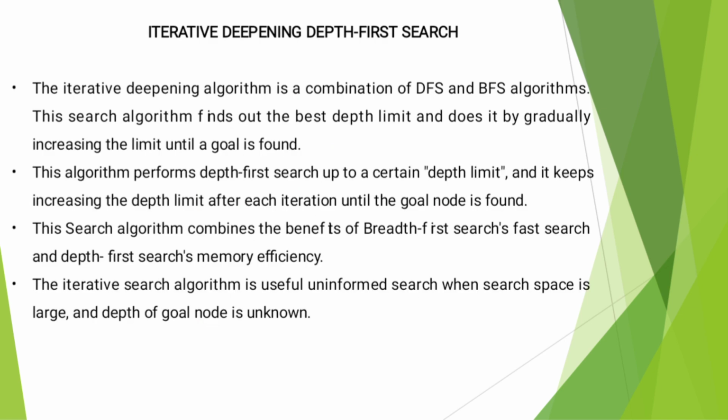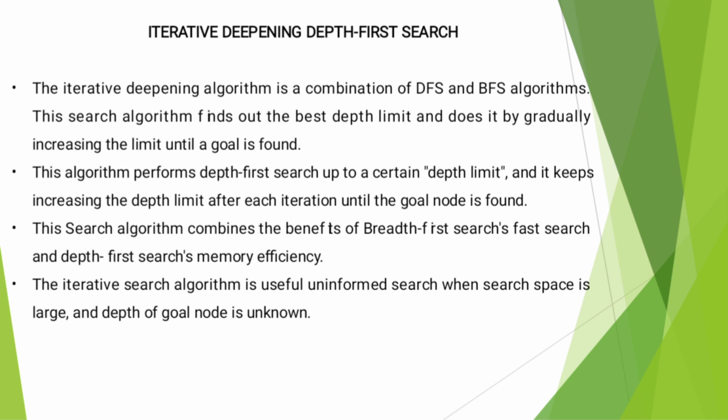Then the next one is iterative deepening depth first search. The iterative deepening algorithm is a combination of DFS and BFS algorithms. This search algorithm finds out the best depth limit and does it by gradually increasing the limit until a goal is found. This algorithm performs depth first search up to a certain depth limit and it keeps increasing the depth limit after each iteration until the goal node is found. This search algorithm combines the benefits of breadth first search's fast search and depth first search's memory efficiency.